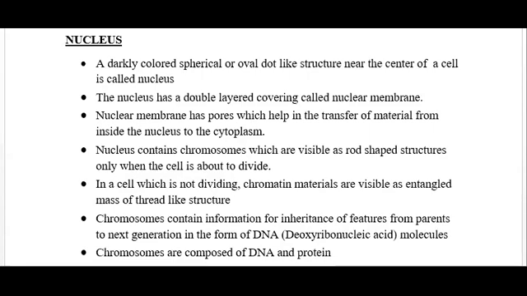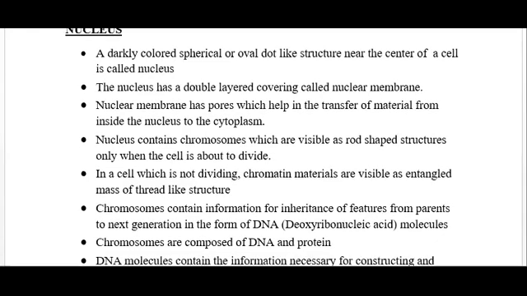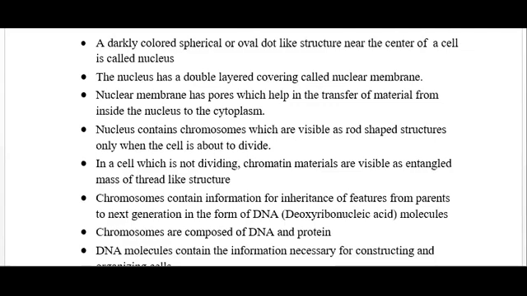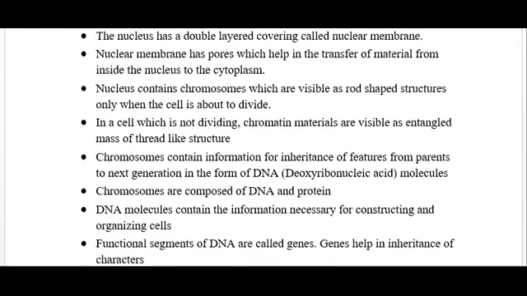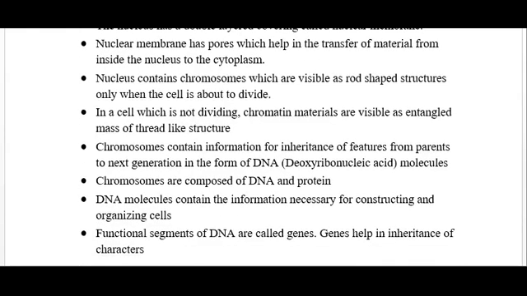But in a cell which is not dividing, an immature cell, chromatin material is visible as an entangled mass of thread-like structures. Chromosomes contain information for inheritance of features from parents to the next generation in the form of DNA, deoxyribonucleic acid. Chromosomes are composed of DNA and protein. DNA molecules contain the information necessary for constructing and organizing the cell. Functional segments of DNA are called genes, which help in the inheritance of characters.